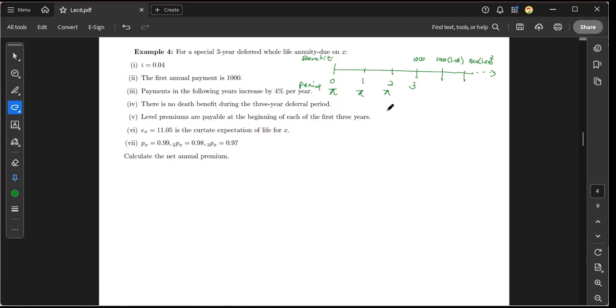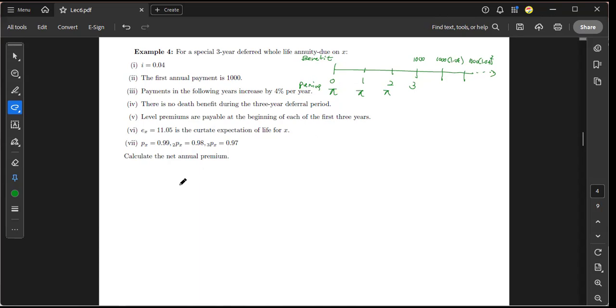So the first thing we need to do is draw this diagram, and then we can write down the present values of the premiums and the benefits accordingly. So that makes our effort easy.